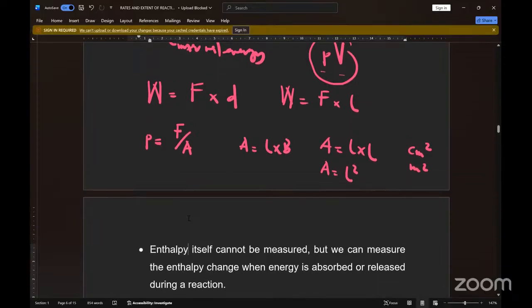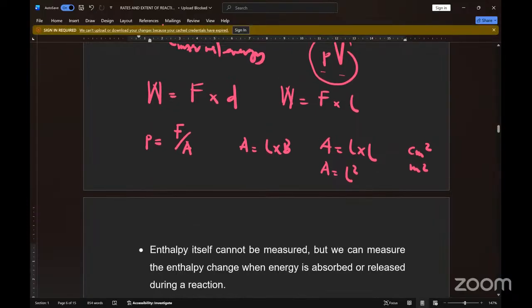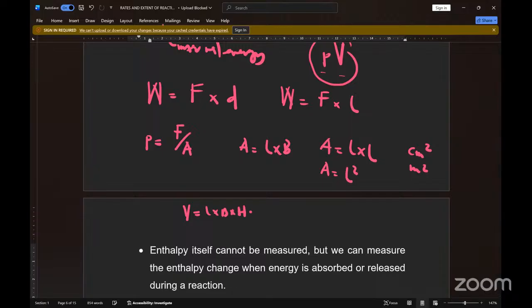And our volume in mathematics, even in the lower grades, you probably learn that volume is equal to length times breadth times height. Okay. So again, breadth and height are also lengths. So you can say volume is equal to length times length times length, because they're all distances. As far as physics is concerned, we don't really distinguish between breadth and height. So we say volume is equal to length cubed.